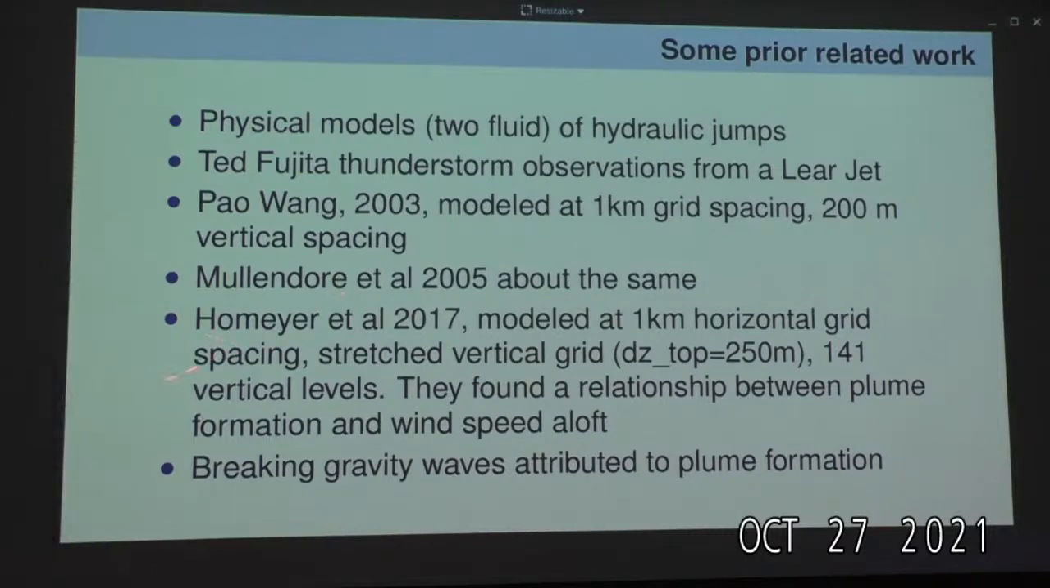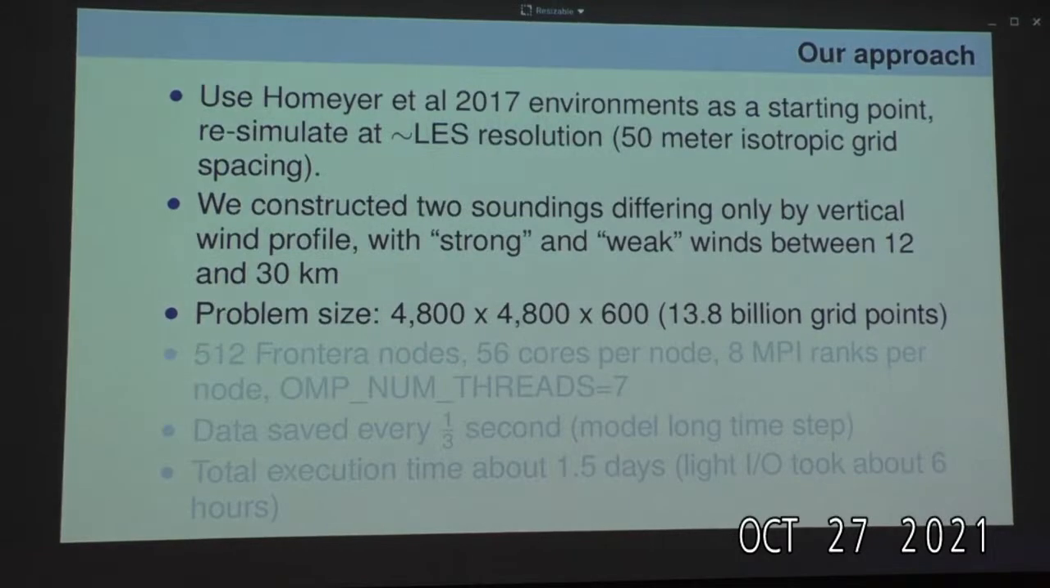And in all these, one thing about the Homeyer study, they used the Orf model. They found a relationship between the plume formation and the wind speed aloft, and that is something that we found as well. However, they attributed the AACP to breaking gravity waves that led to the plumes, and we found something that we think is different. So we used their environments as a starting point. They did a weak and a strong storm, sort of, and I'll explain this more in a minute. We re-simulated their environments after modifying them just a little bit. Again, I'll explain in a second.